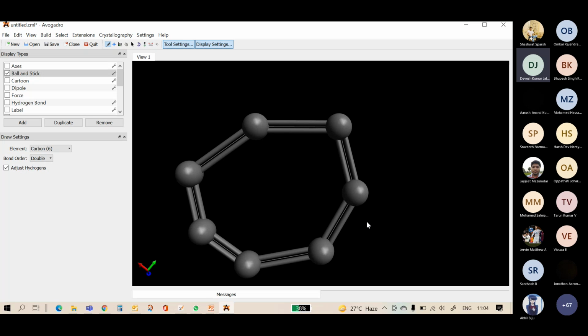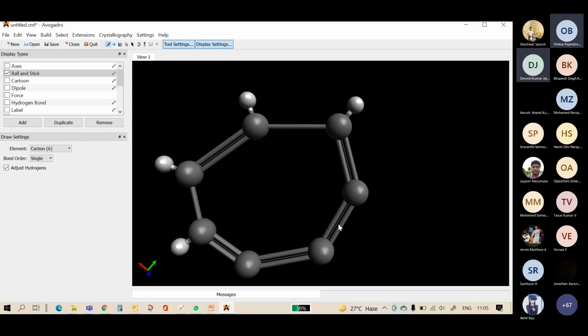Now this molecule is completely wrong, right? Why? Because everywhere it is a double bond, which is not correct, since the double bonds should alternate. So let's try to fix it. One carbon is more also. Oh, is it so?